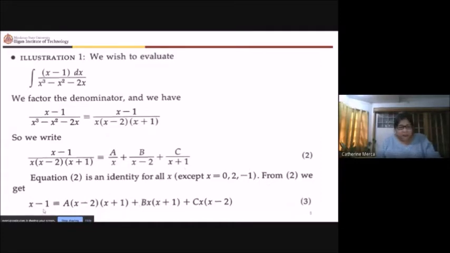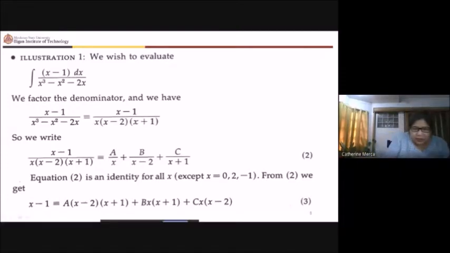Now, what are we going to do? Next would be you take the LCD, least common denominator. So if we're going to take the LCD, as you can observe, our LCD at this point will now be x times x minus 2, x plus 1. So when you multiply both sides here by x times x minus 2, x plus 1, what will happen? The x minus 2, x plus 1 will cancel out on one side, and you will be left with a over x.